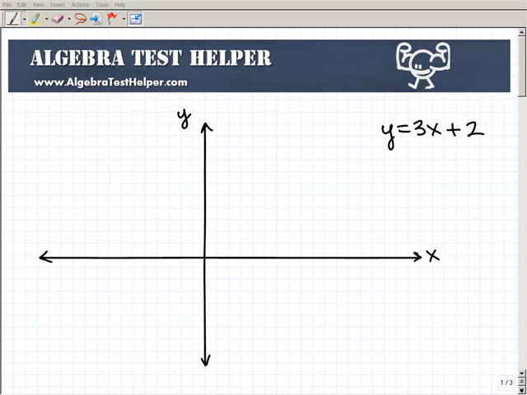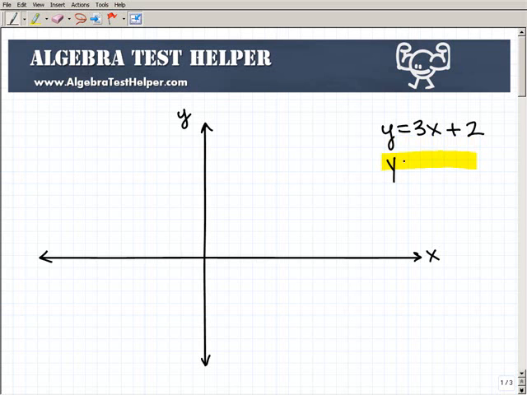And what I want to show you here is how to graph a line in y equals mx plus b form. In other words, a line that looks like this right here. For example, we're going to graph this line in a second. But a line in this format, this particular line is y equals 3x plus 2, is a line in what we call slope-intercept form, or it's probably more common that we call it a line in y equals mx plus b form.